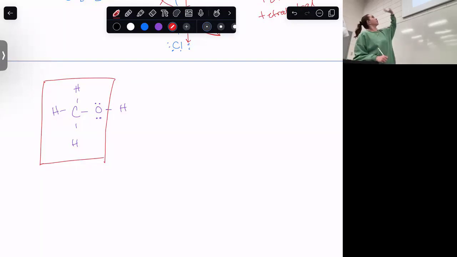Okay, so we know that there are no dipoles for the carbon-hydrogen bonds, but what about the carbon-oxygen? Is there a dipole there? That one's more significant. Yep, so which one's more electronegative? Oxygen is, so which way are we going to point our dipole here? To the oxygen. To the oxygen, yep. Perfect.